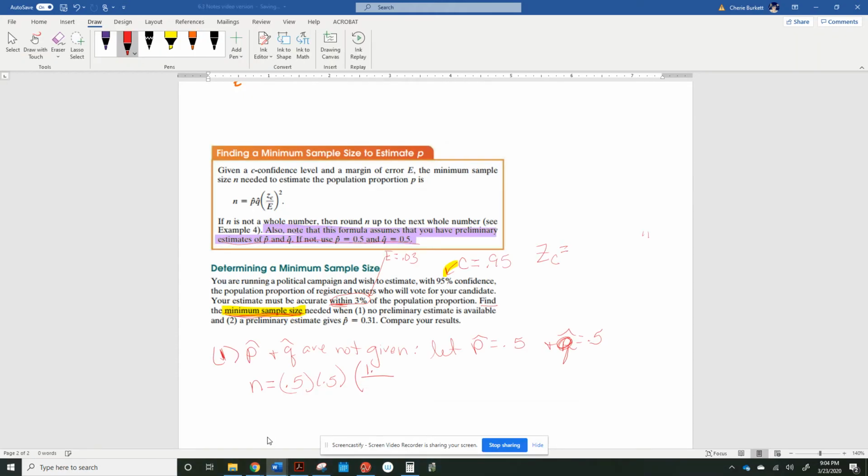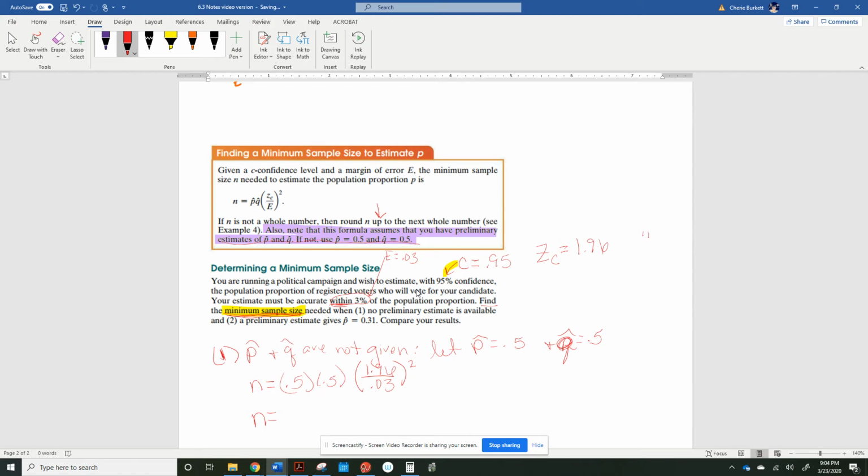1.96, that was 1.96. And divide that by my margin of error, which is 0.03, and you square that. Okay, so type that into whatever calculator that you're using, and I believe that comes out to be, now don't forget, this is very much like the other one. And on the other one, it says so right here, always round up to the next whole number. If n is not a whole number, round up.